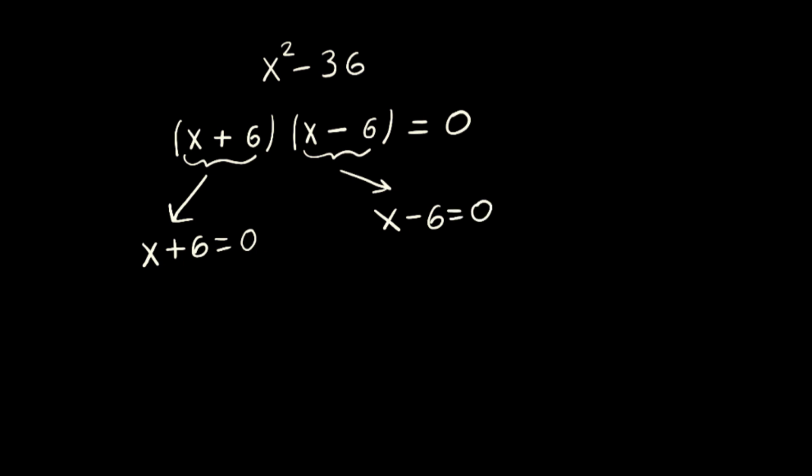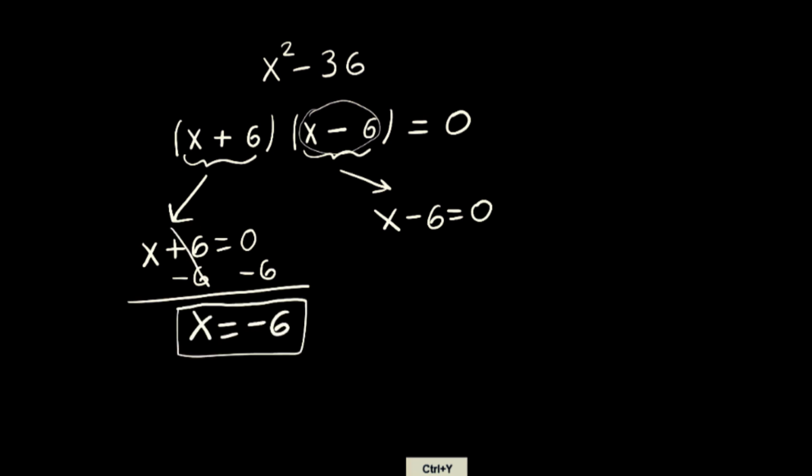The reason why we can do that is because if one of these terms is equal to 0, then everything is 0. 0 times anything is 0. So x is equal to negative 6, and, in the other equation, if we add 6 to both sides, we can see that x is equal to positive 6.